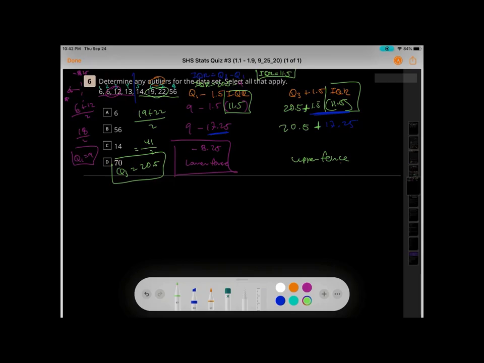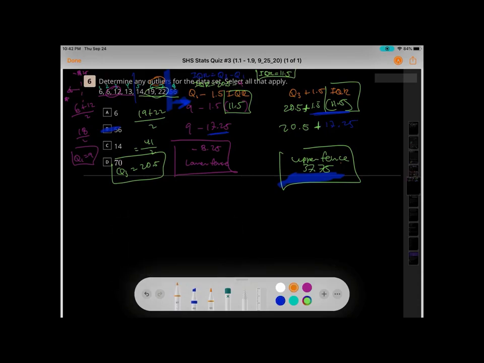So 20.5 plus 17.25 would give me 37.75. Okay, what does this mean? That means any number that's above 37.75 and going in this direction would be an outlier, and that number would be 56. Now, be careful.